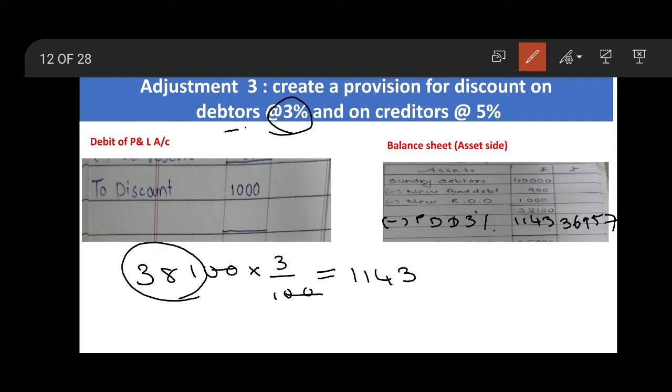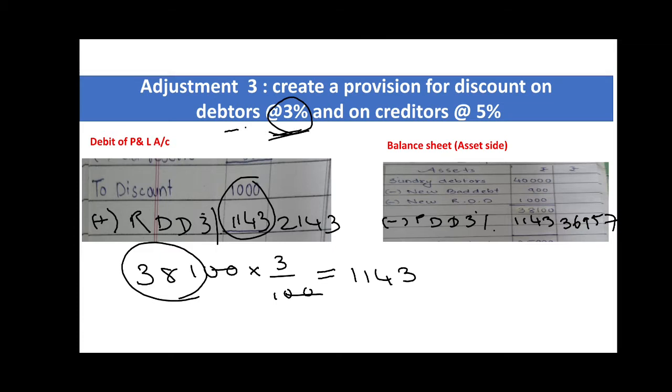That's it about the first effect. The second effect goes to the debit side of profit and loss account. Here we already have transferred 1000 as discount. In this discount you will add reserve for discount on debtors at 3%. So 1143 you got here. Add this amount and see what comes out. 2143 will come outside.